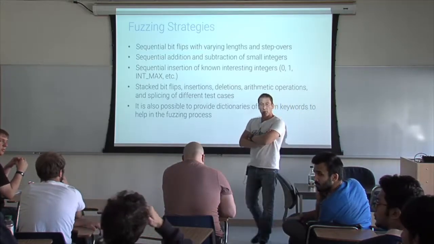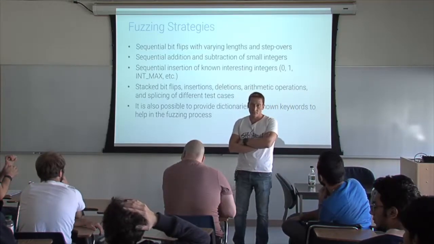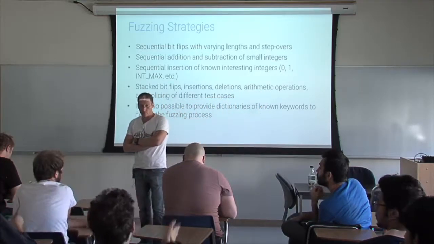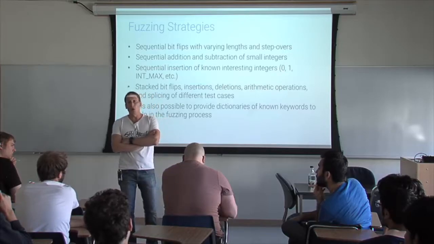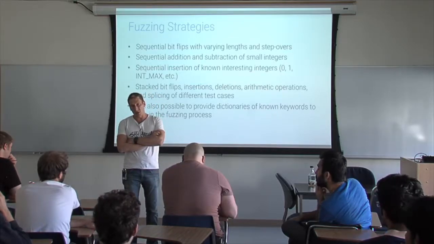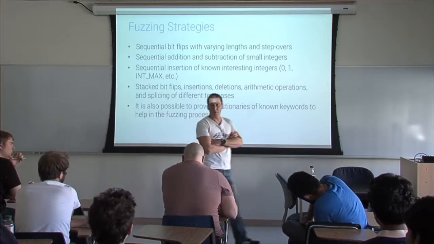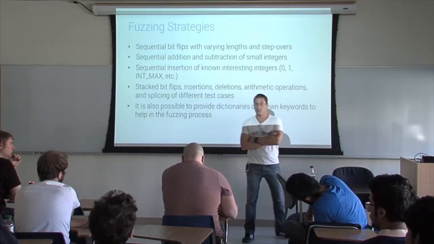Yes? Why does AFL need to recompile the source code to do that kind of branch tracking? I think you could just apply the patches to the binary. You could, and in fact, the QEMU stuff does it. But I think that the version that is compiled is more efficient. It's faster.